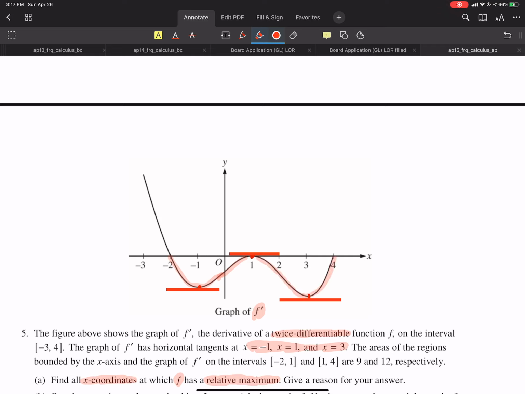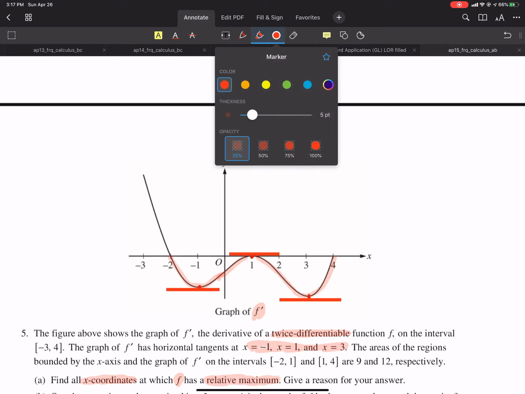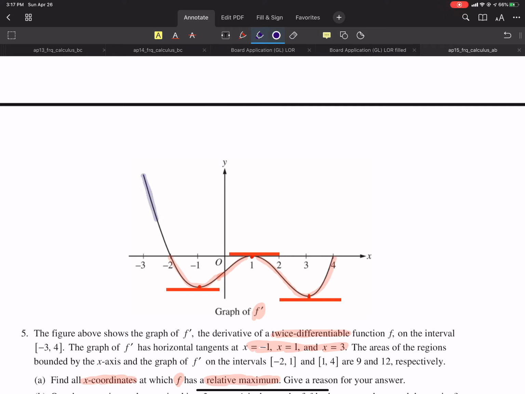Where is the derivative positive? It's going to be above the x-axis. I will do the purple. That's where it's positive. So clearly it changed from positive to negative at -2. Right at this point, it goes from purple to pink, or positive to negative. So that's our answer. So we just need to state that.